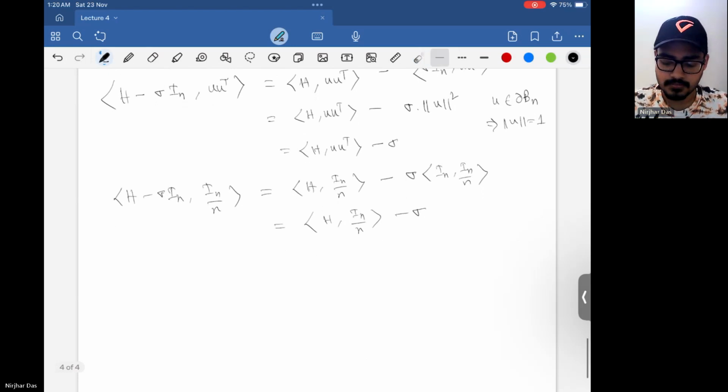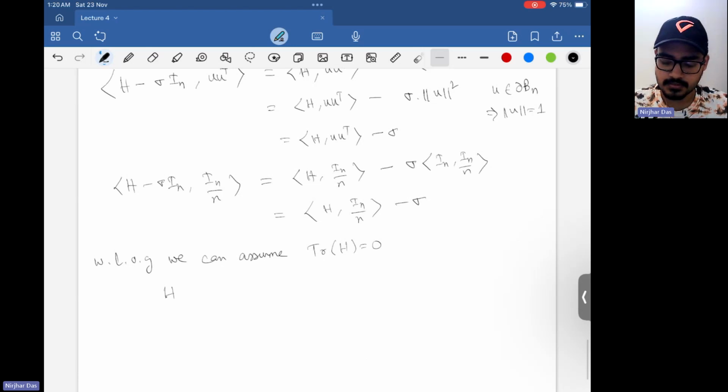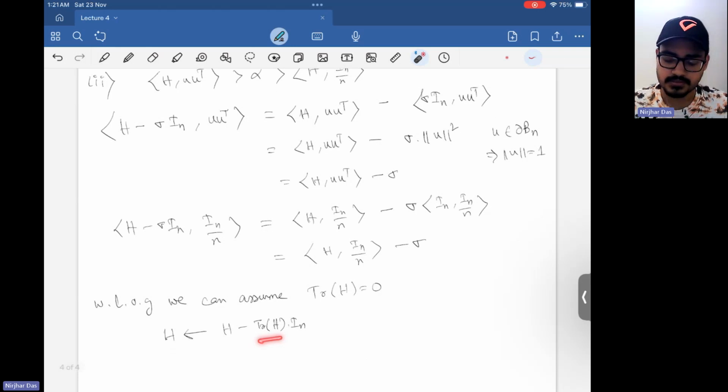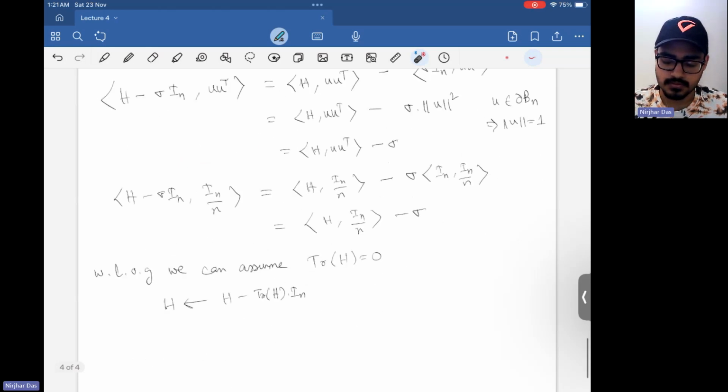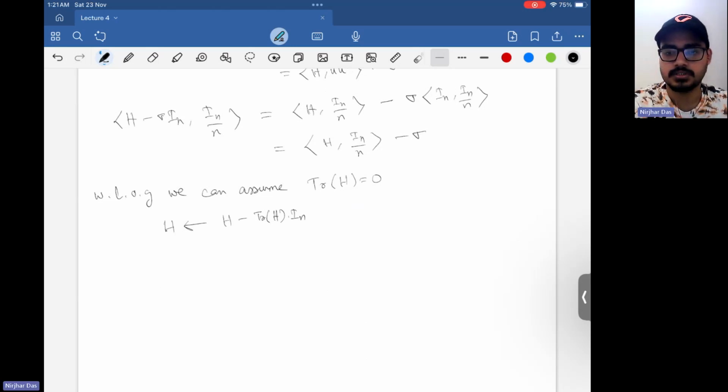So then again, without loss of generality, we can assume trace of H is equal to 0. Why? Because if H has a non-zero trace, then you can basically replace H with H minus trace of H times I_n, right? So here for the value of sigma, you can set it to trace of H if H is non-zero. And with this H, you can still have this guarantee. So therefore, it's without loss of generality that trace of H can be assumed to be zero. So therefore, now we will see how these things will happen.